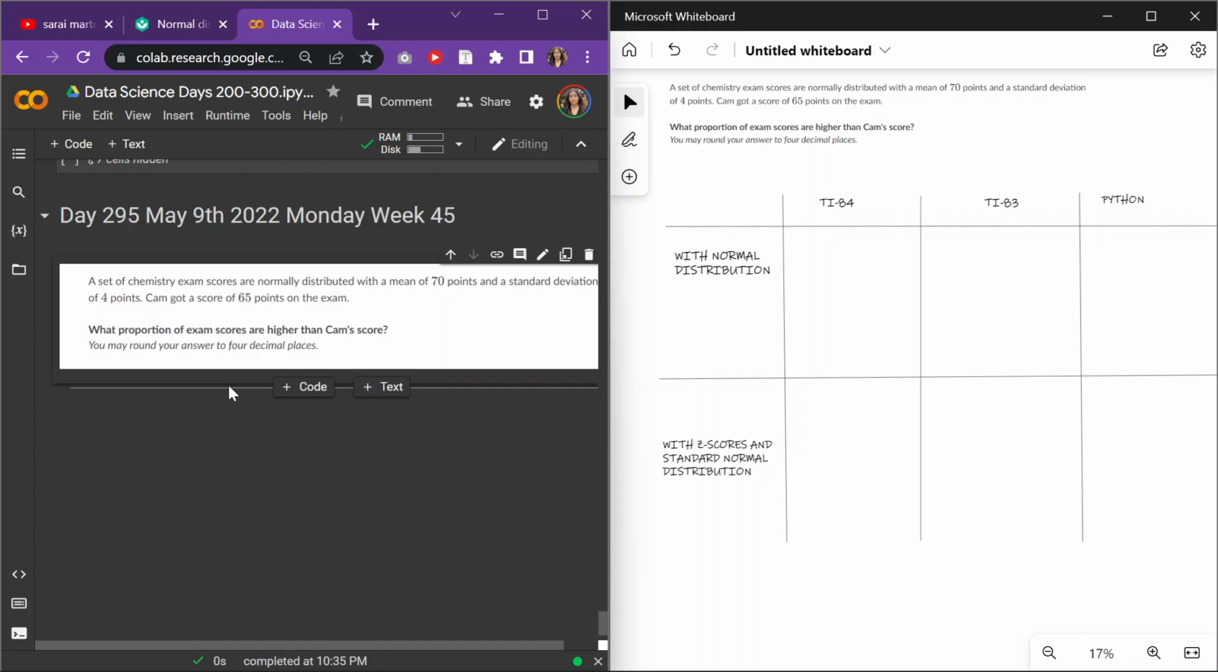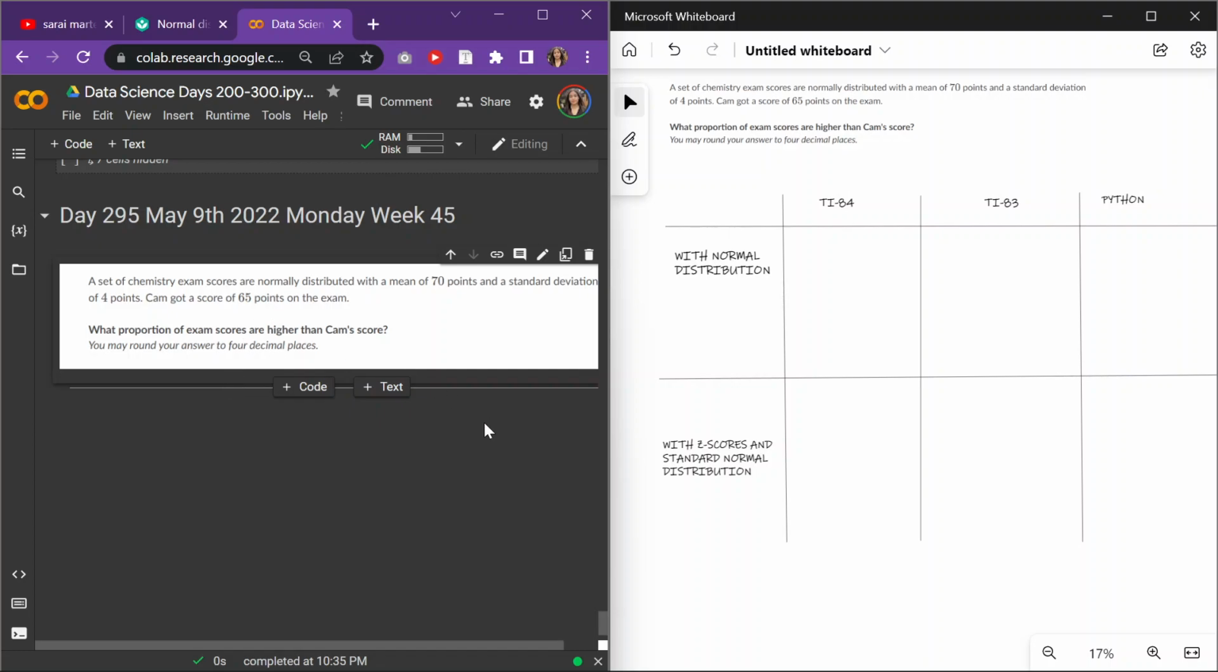I'm going to be doing this with the normal distribution, so with just normal CDF, and I'll show you how to do that with TI-84, TI-83, and with Python. And then I'll also do it the AP stat way, the way that College Board wants you to do it, with z-scores, like showing how you get the z-scores, and then using the standard normal distribution instead.